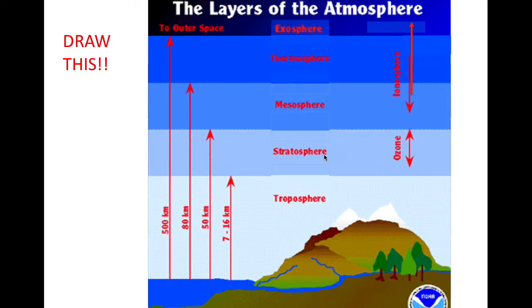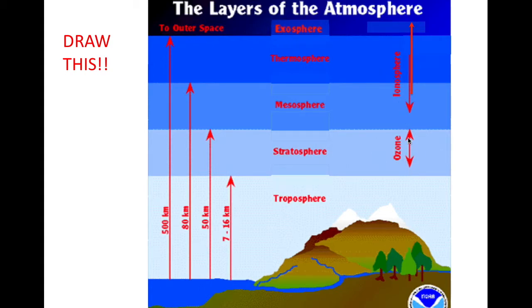What we have here is that there are layers of the atmosphere, and we actually named each of these layers. The first layer is known as the troposphere. The second layer is known as the stratosphere. We have the mesosphere, thermosphere, and exosphere. Notice that there are distances, and the width of the troposphere is 7 to 16 kilometers. We have the stratosphere being 50 kilometers. Mesosphere goes up to 80 kilometers up from the ground, and we have the thermosphere, which is 500 kilometers above the ground, and beyond that we have the exosphere.